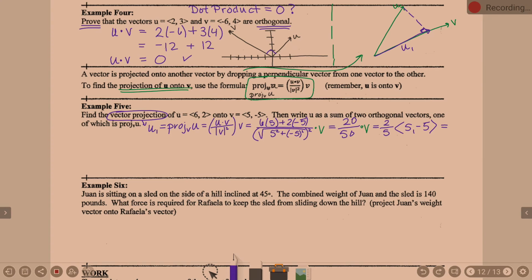How do I multiply 2/5 times the vector 5, negative 5? Distribute. What is 2/5 times 5? 2. What is 2/5 times negative 5? Negative 2. What is this I just found? The vector projection. This is a projection of u onto v. It is what I termed u1. And that was the first part of what this problem asked us to do.